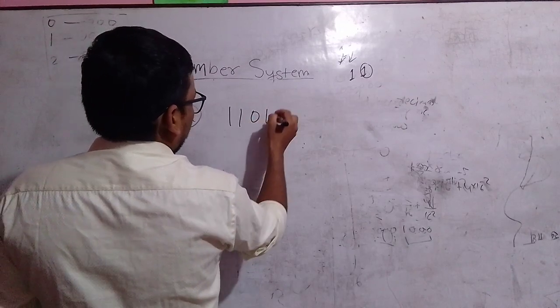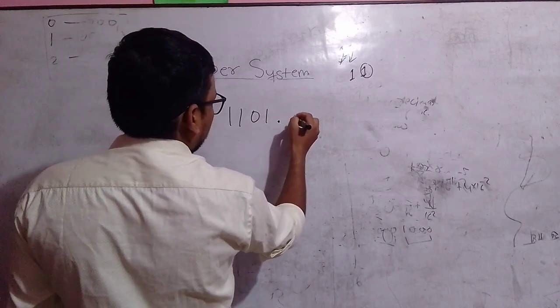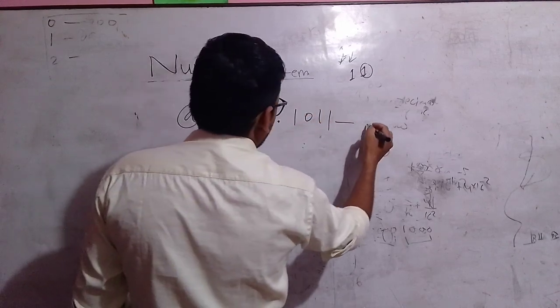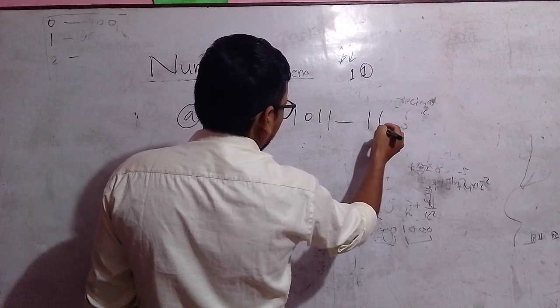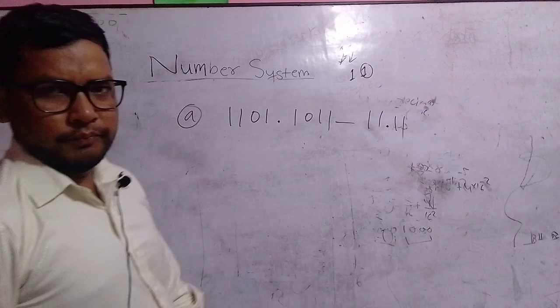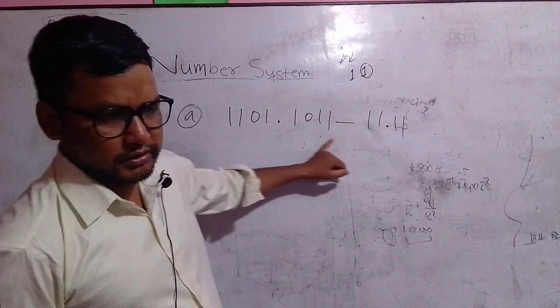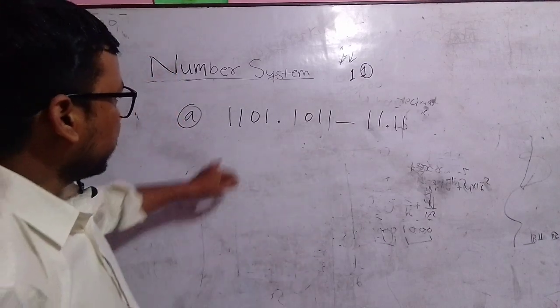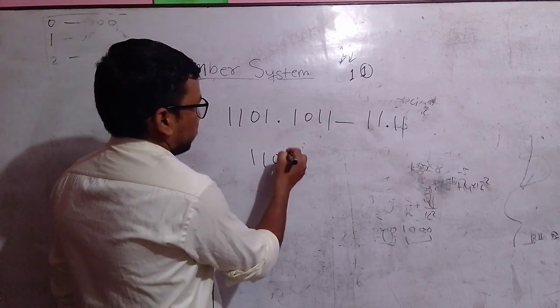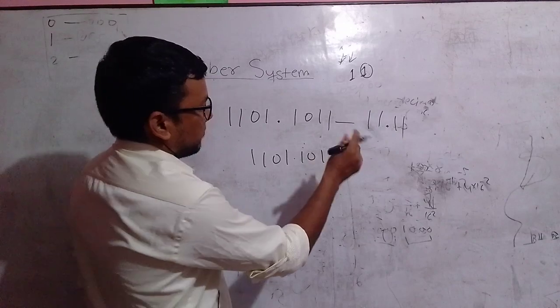One 1011 minus 1.11. Now let's perform these calculations. First of all, let's write this number 1101.1011.